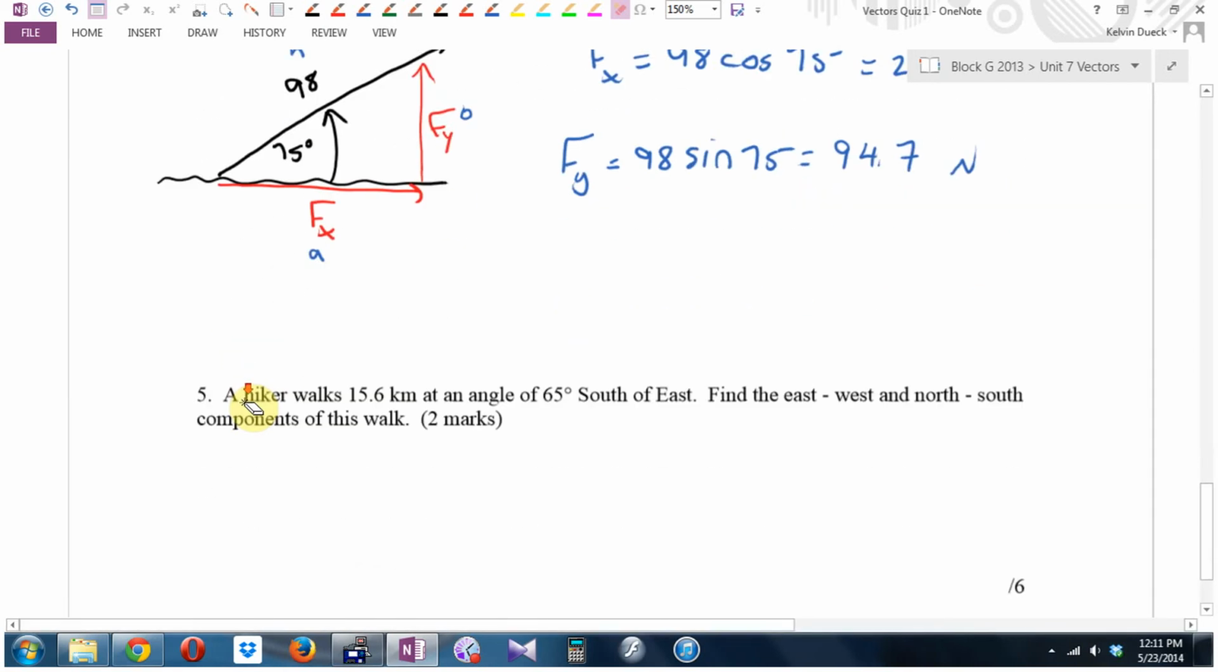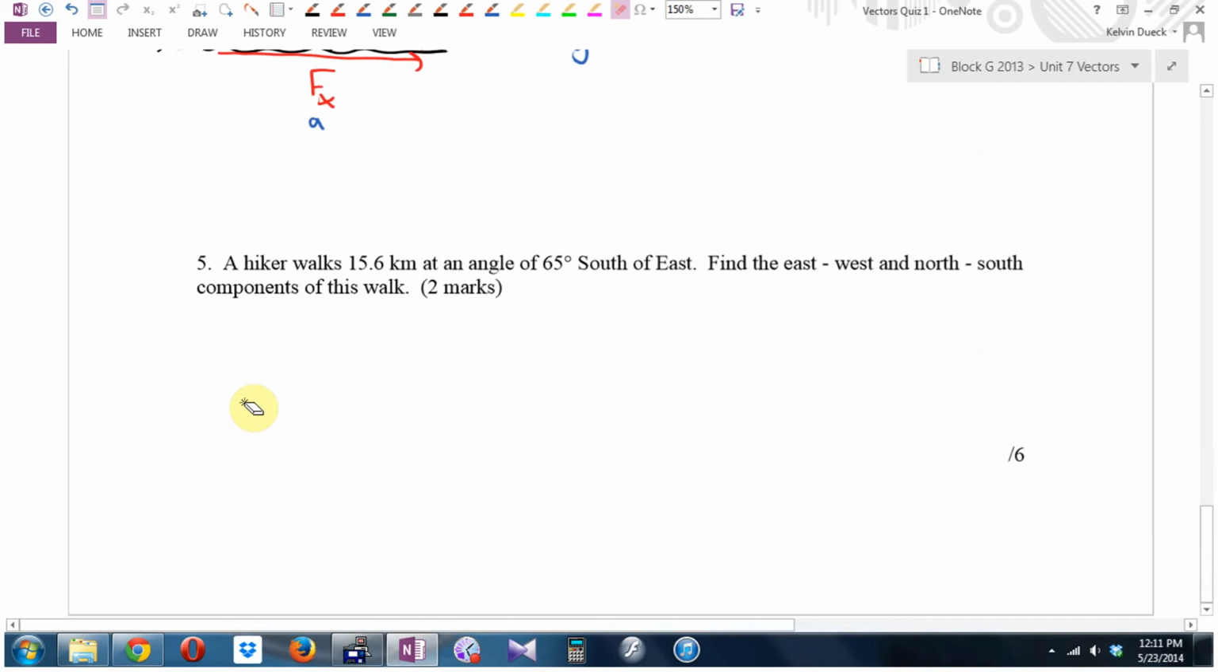There we go. Last one. A hiker walks 15.6 kilometers at an angle of 65 degrees south of east. South of what? East. So I'm going to go east first, then south of that. That's the vector we're talking about: 15.6 kilometers with an angle of 65 degrees.